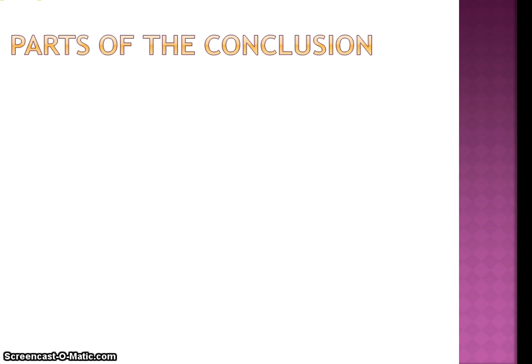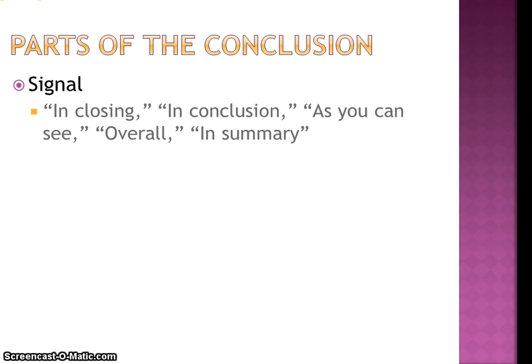There are 3 parts of the conclusion. The first is a signal. You can use any of these options. It's basically anything that says, hey, I'm getting ready to end. If you don't like any of these options, find another one. But this is our first clue as audience members.